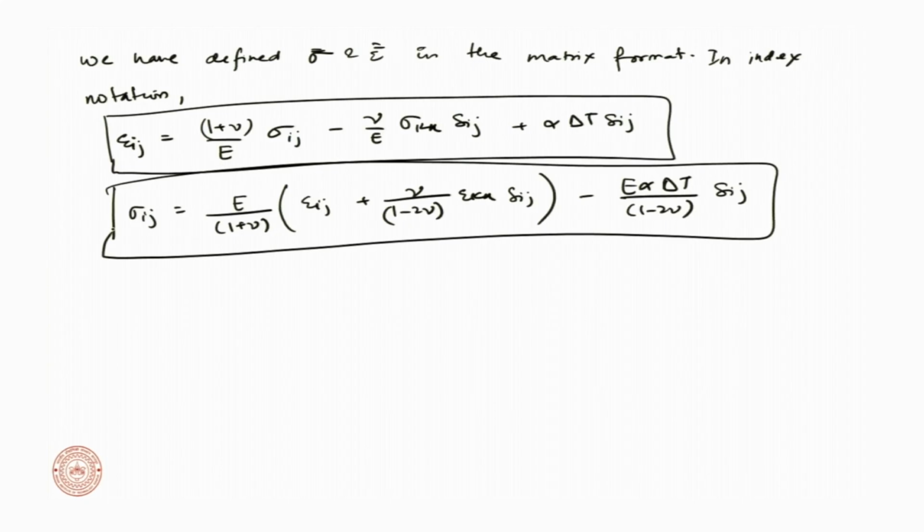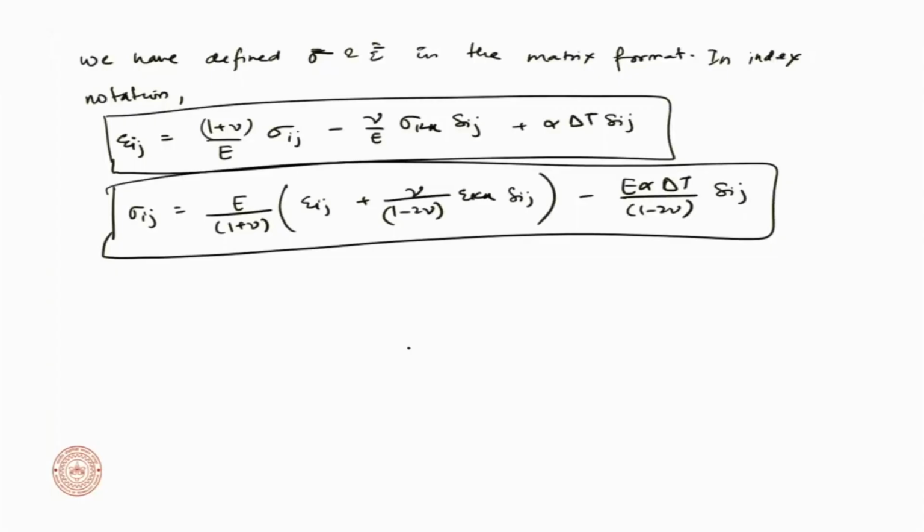So, we have these two expressions that we have written: one, our strain tensor in terms of stress tensor, and our stress tensor in terms of strain tensor. We have these additional terms of alpha delta T or E alpha delta T over 1 minus 2 nu. These are from the thermal stress or the thermal strain. In terms of strain it is added, in terms of stress it is subtracted. Okay. So, you can always check this. Let us give a quick check.